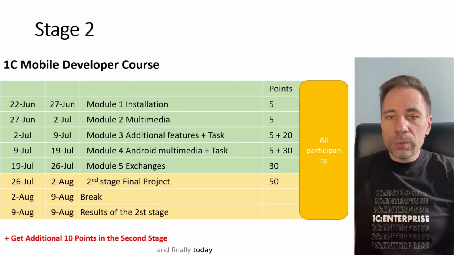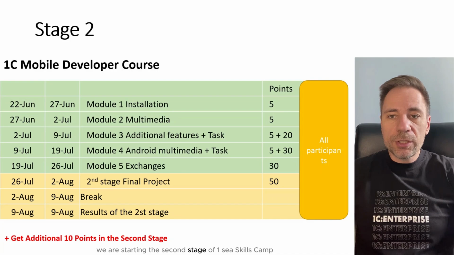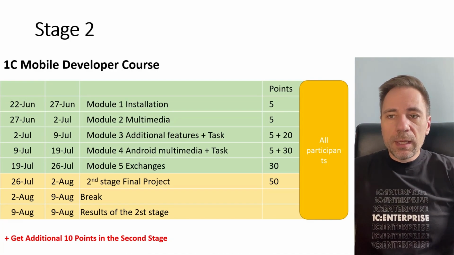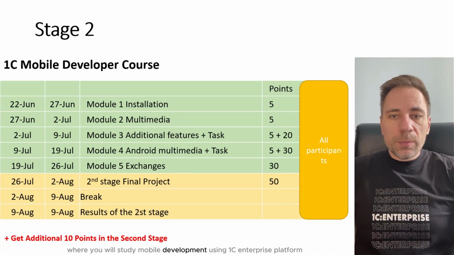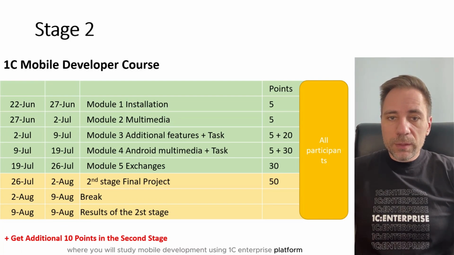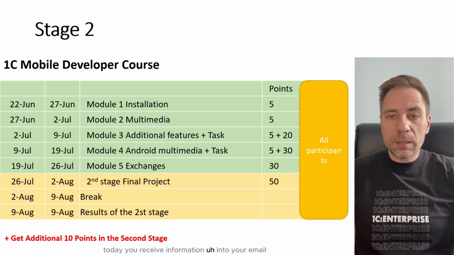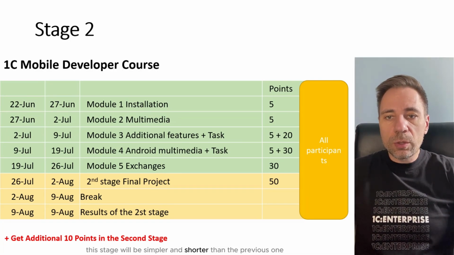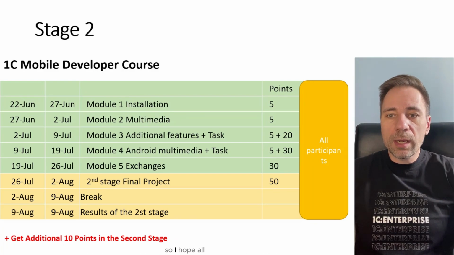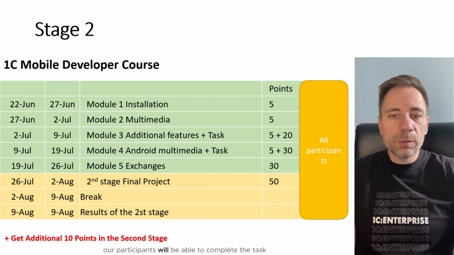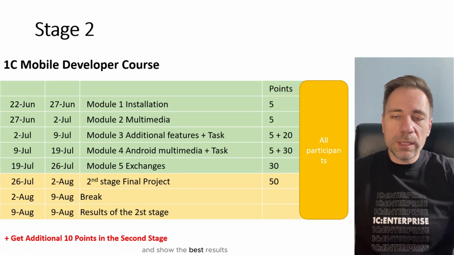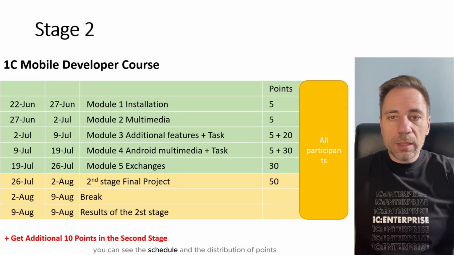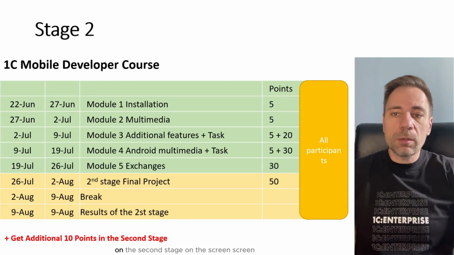And finally, today we are starting the second stage of 1C Skills Camp, where you will study mobile development using the 1C Enterprise platform. Today you will receive information in your email. Please check your email inboxes. This stage will be simpler and shorter than the previous one, so I hope all our participants will be able to complete the task and show their best results. You can see the schedule and the distribution of points for the second stage on the screen.